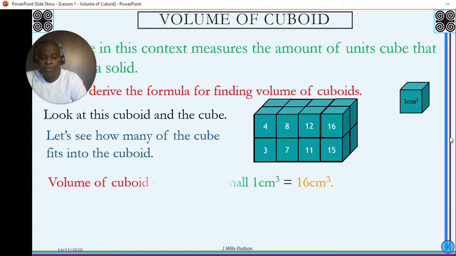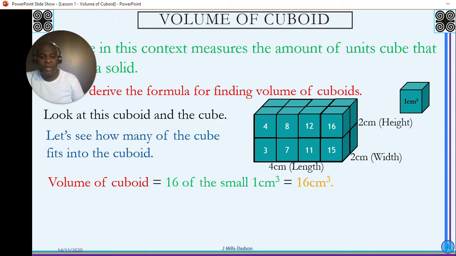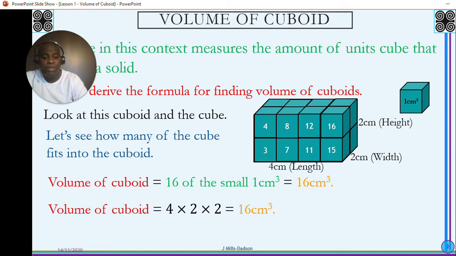So the volume of the cuboid could be written as 16 of the small 1 cm cube, or 16 cm cubed. Now you realize that we could see this is 4 cm. Why? Because each side of the cube is 1 cm, and 4 of the cubes fit perfectly on the edge of the length, 2 fit on the width, and 2 fit on the height. Therefore, we can say the dimensions of the cuboid are 4 cm, 2 cm, and 2 cm. So to work out the volume, we multiply 4 times 2 times 2. That still gives us 16 cm cubed.